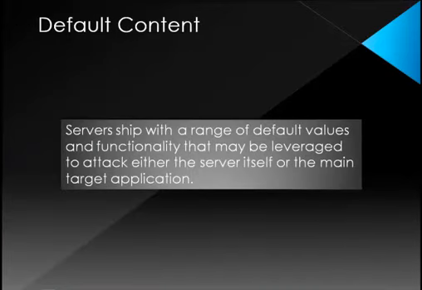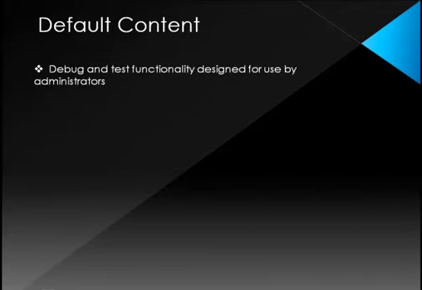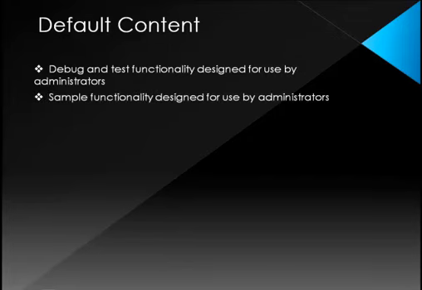Next is default content. The majority of application servers ship with a range of default values and functionality that may be leveraged to attack either the server itself or the main target application. The following are some examples of default content. Administrators use debug as a diagnostic and troubleshooting tool. Debug logs may contain useful information about the runtime state and configuration of the server and the appliance it is running on. Sample functionality is designed to demonstrate certain common tasks.